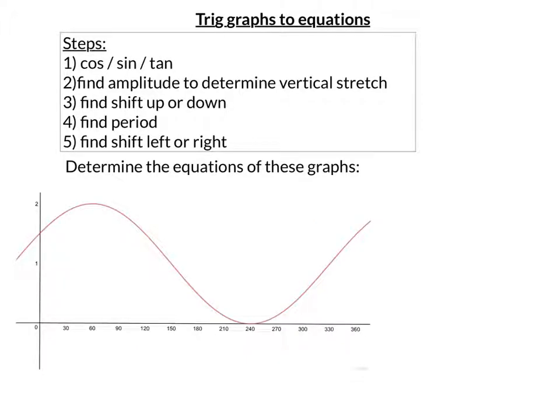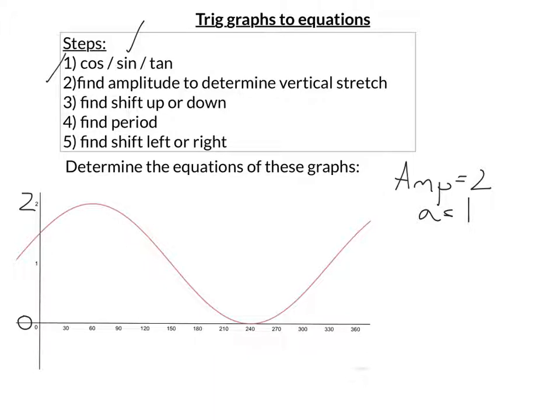Okay, let's look at this next one. So what curve is it? Well, this one is a sine curve. Find the amplitude to determine vertical stretch. So it's going from 2 to 0. So that means its amplitude is 2 and its A, the amount that's been stretched, is by 1. So it hasn't been stretched at all.